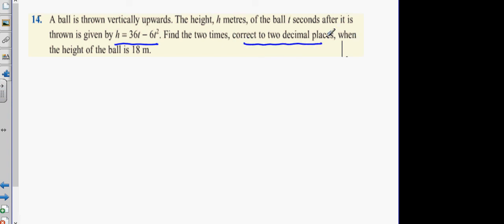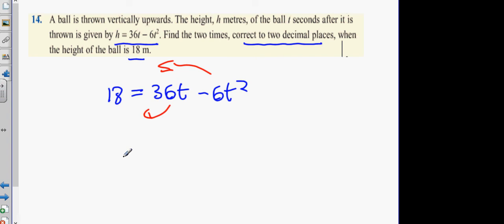Correct to 2 decimal places means we're going to be using the minus b formula when the height of the ball is 18. All we've got to do is replace h with 18. 18 equals 36t minus 6t squared. Bring it all over to one side. So you're going to have 6t squared minus 36t plus 18 equals 0.